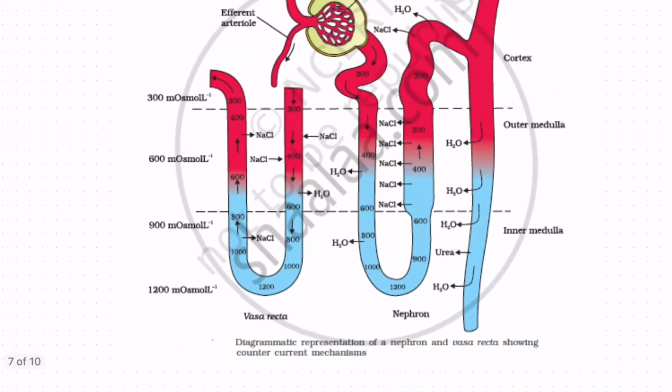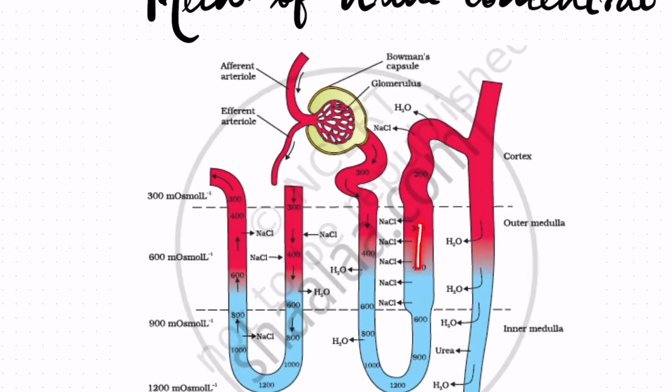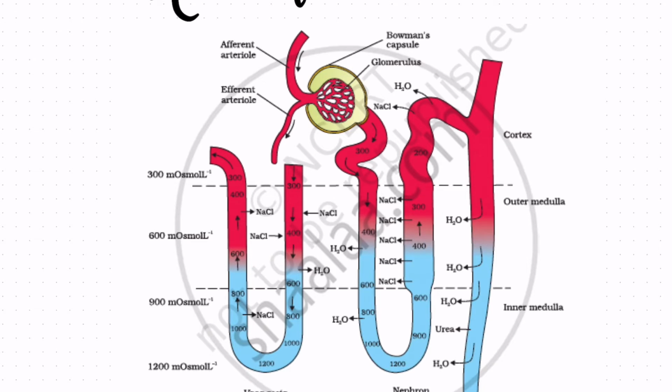So look here. As we have discussed in the previous video, this is the descending limb of loop of Henle and this is the ascending limb of loop of Henle. So the inflow, this is the direction of the filtrate. The inflow runs close to, parallel to, and opposite to the outflow, right? This is the one component of counter current mechanism.